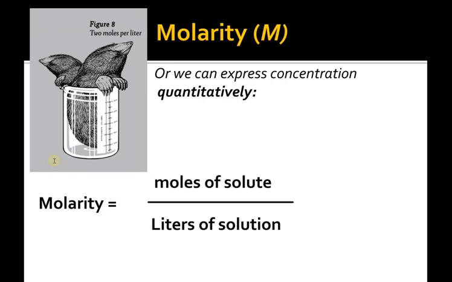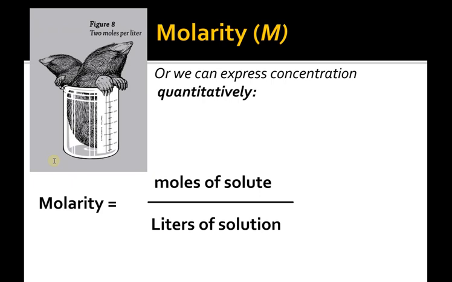So in this goofy little picture here, you see there are two fuzzy little moles in a 1 liter beaker. So that would be described as 2 moles per liter. Well, that's kind of the idea. How many moles divided by how many liters? So we take the number of moles of solute that are in the solution, and we divide that by the volume of the solution in liters to find molarity, as you can see here in this equation. That equation's got 3 parts then: molarity, moles, and liters. And we can find any one of those 3 if we know the other 2.